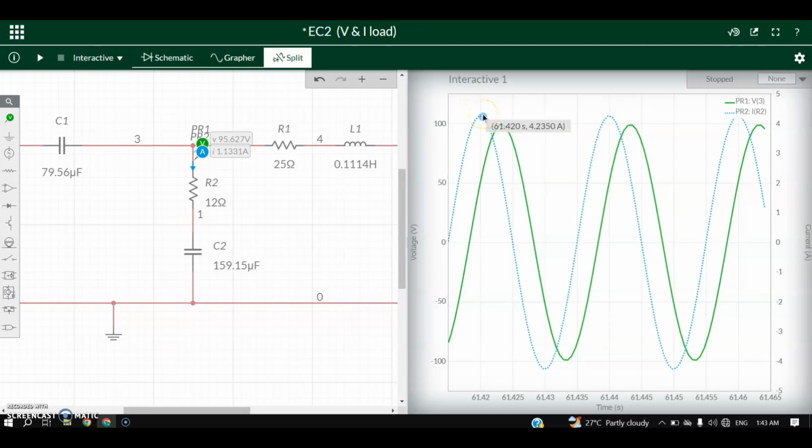First, the load current for the given circuit is 4.235 ampere, and the load voltage for the circuit is 99.105 volt, which is the voltage drop across the load, the resistor and the capacitor right here.